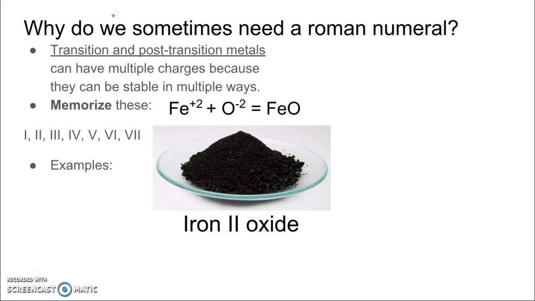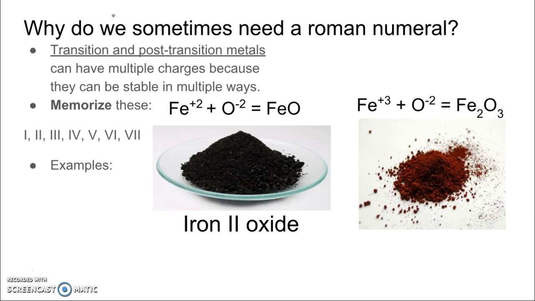Then let's do a different example. Iron can also have a +3 charge. When it does, you'll see that the ratio of iron and oxygen is different. It's no longer 1 to 1. You have 2 irons for every 3 oxygens. So as it turns out, this 1 electron difference changes the ratios, which also changes the properties of it.